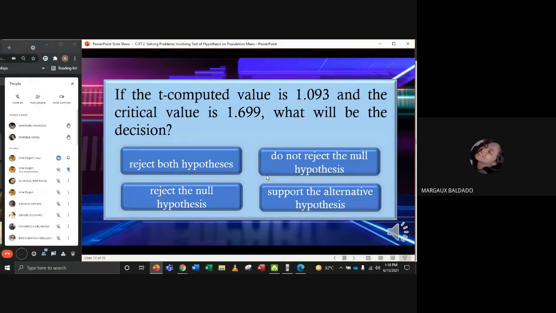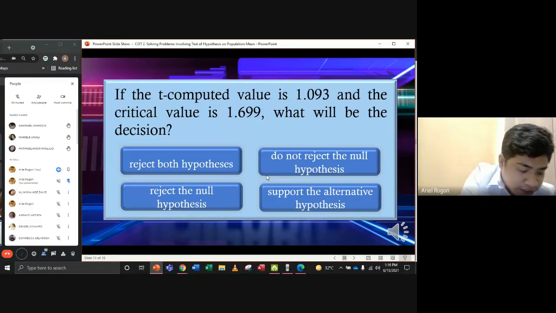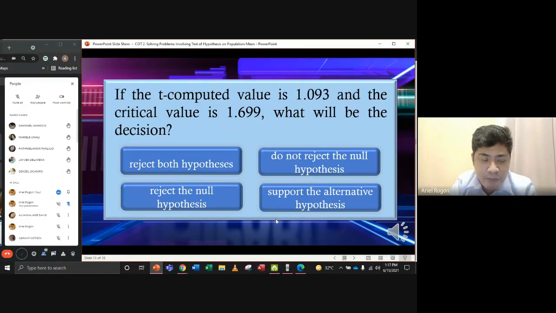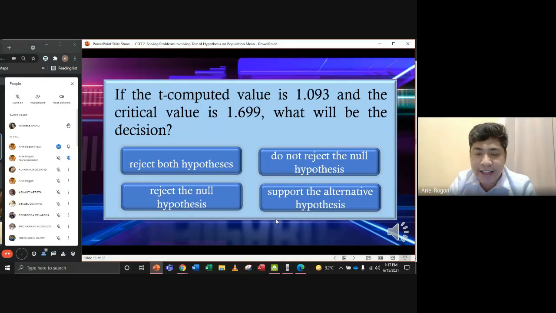Reject the null hypothesis. Since your computed value is 1.093, that is lower than the critical value. What should the answer be? Okay, you missed our chat box. Yes, De La Peña. Do not reject the null hypothesis, sir. Do not reject the null hypothesis. Once our computed value is less than our critical value, our decision is to not reject the null hypothesis.